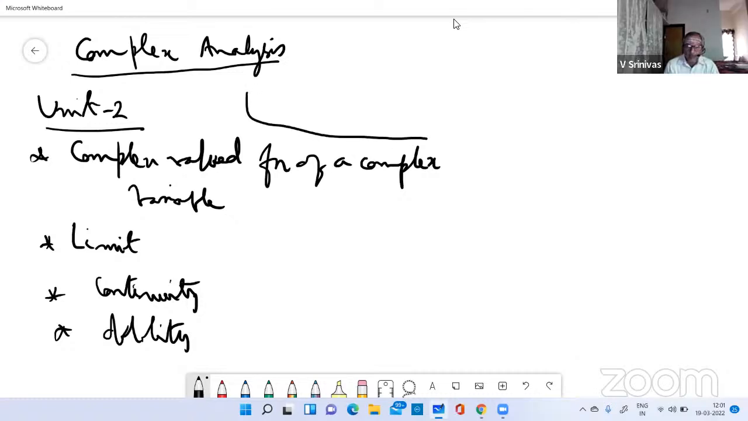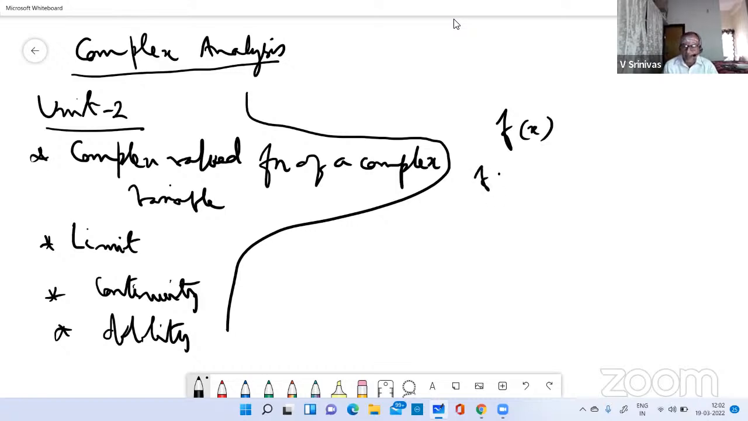What is a complex valued function of a complex variable? So far, you have been studying real valued functions of real variables. You have studied functions of the form f of x, where f is a mapping from a subset A of R into the set of real numbers. Such functions are called real valued functions. The values of f are in R, and x is taken in a subset of real numbers. So f takes x to f of x.